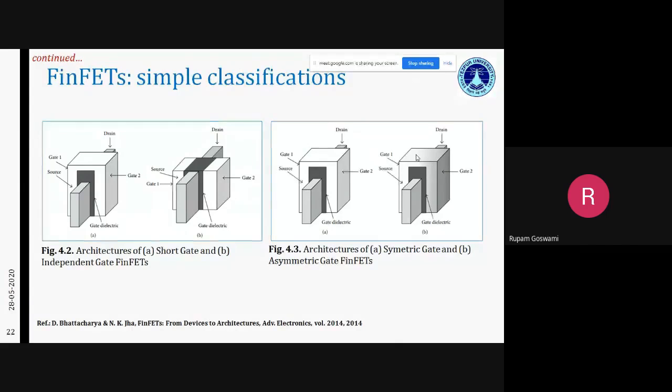that once you introduce different gates, you will have the problem of distributed work functions for different materials, and you can also have the problem of the grain boundaries in the different materials, which can cause changes in the current density profiles along your fin. So these are the key points in understanding the simple classifications of these FinFETs.